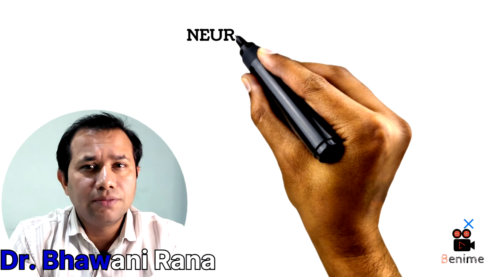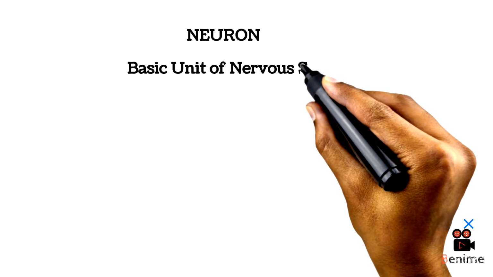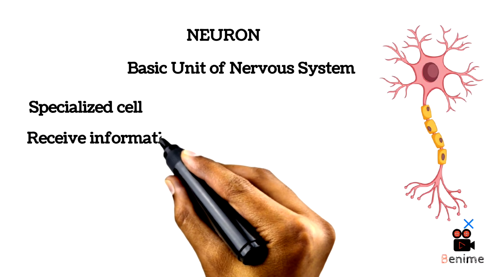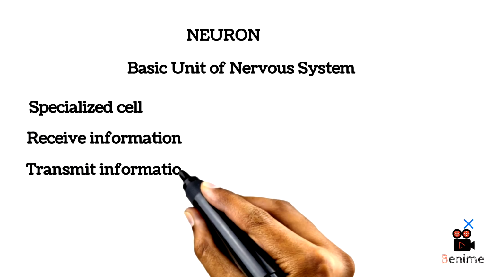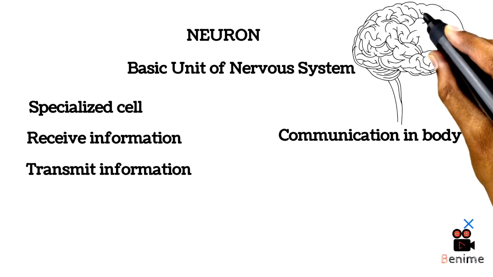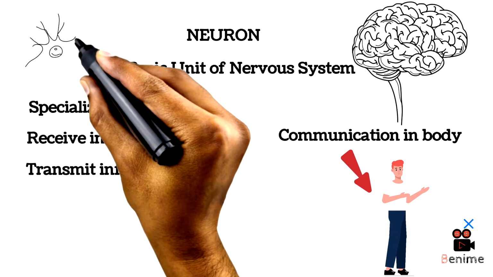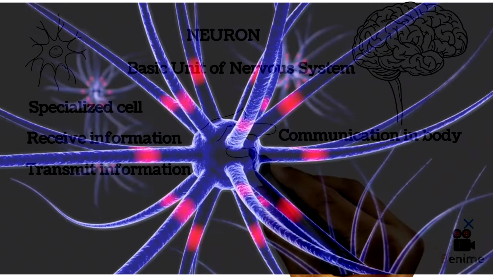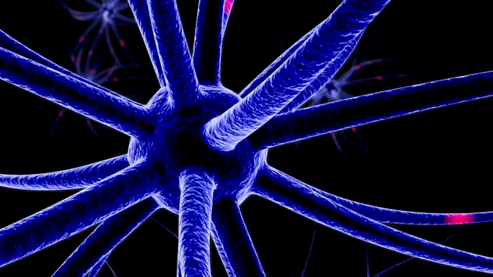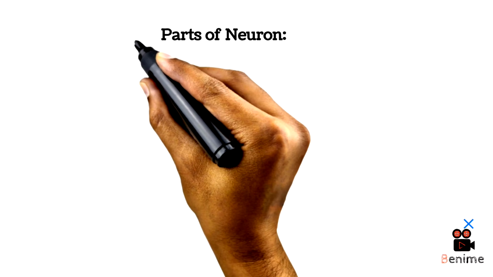Today, we will study the neuron, the basic unit of the nervous system. A neuron is a specialized cell. It is designed to receive information and transmit information in the body. Because of this, neurons help in communication throughout the body.